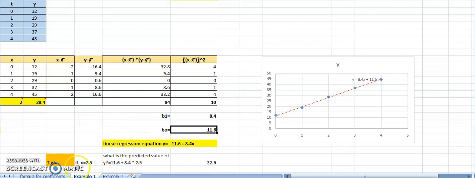Okay, now the task is, as I said in my previous lecture also, if there exists a linear equation, I can put in any value of x and calculate the value of y and just try it out to see whether it follows a linear model or not. So for that, I'm going to take the value of x as 2.5 and predict the value of y using the equation that we have just derived. The value that I'm getting is 32.6.